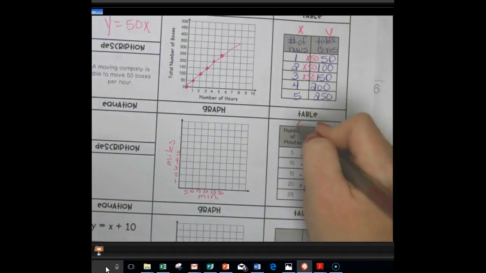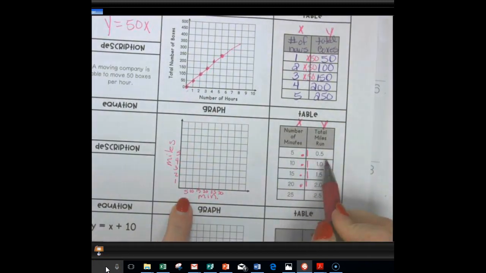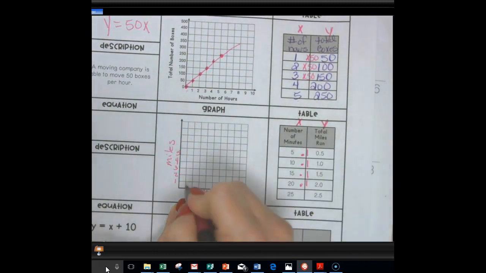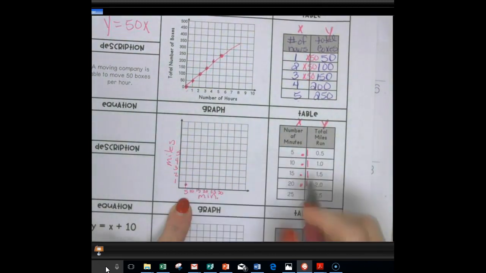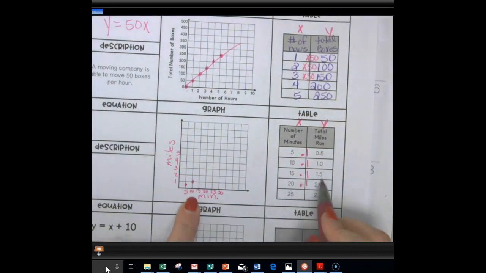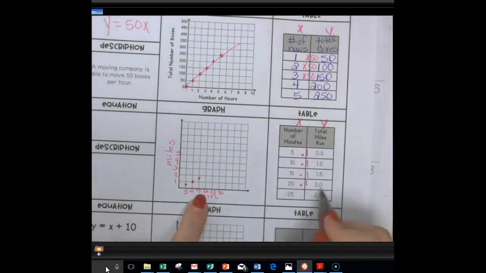Remember, this is my X, this is my Y. 5, 0.5. 0.5 is 5/10, which is half. 10 is 1, so it's going to be on the 1. 15 is 1.5. 20 is 2.